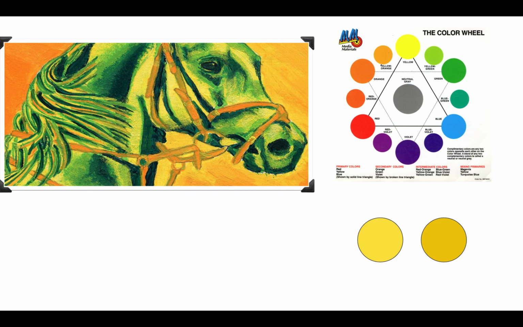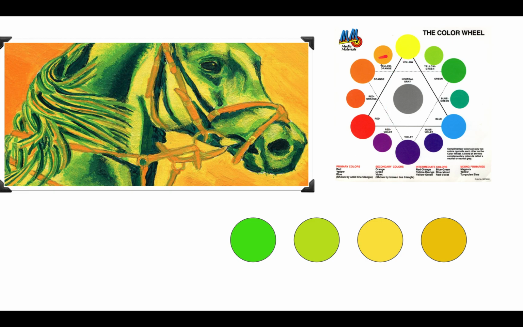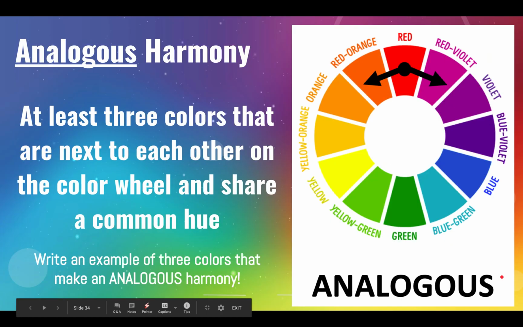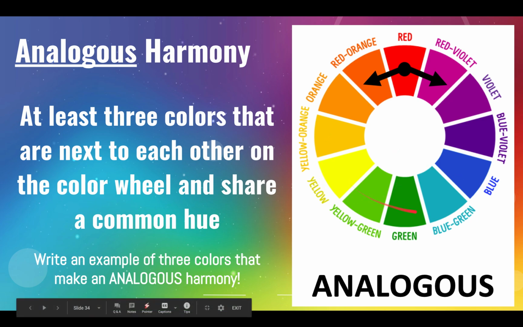For this example, I'm seeing some dark green, green, yellow-green, yellow, yellow-orange. It's kind of these colors over here. What color harmony could that be? You got it. That is an example of an analogous color harmony. Colors directly touching each other on the color wheel.